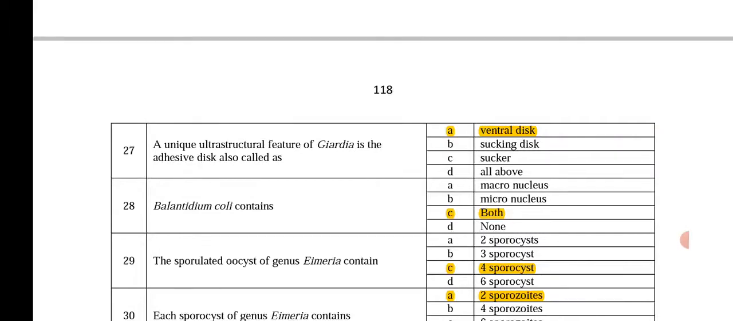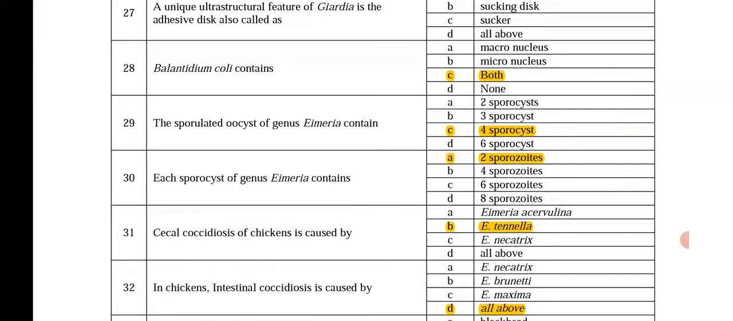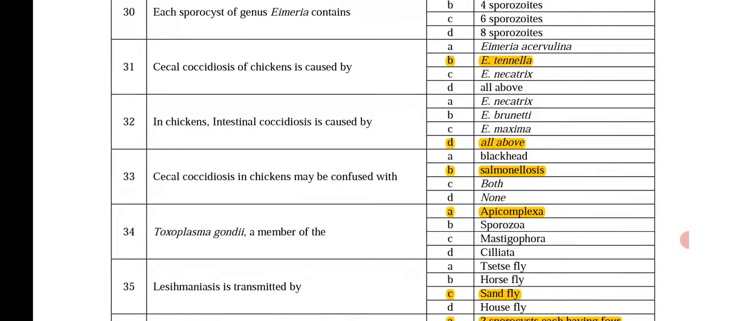Balantidium coli contains both macronucleus and micronucleus. The sporulated oocysts of genus Eimeria contain 4 sporocysts. Each sporocyst of genus Eimeria contains 2 sporozoites. Cecal coccidiosis of chicken is caused by Eimeria tenella. In chickens, intestinal coccidiosis is caused by all of the above: Eimeria necatrix, Eimeria brunetti, Eimeria maxima.